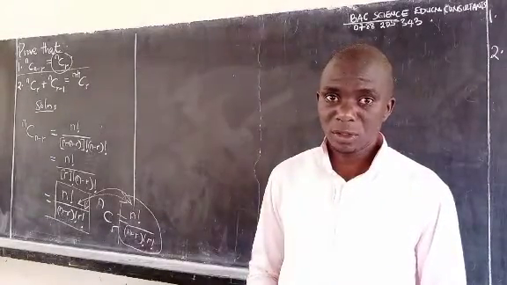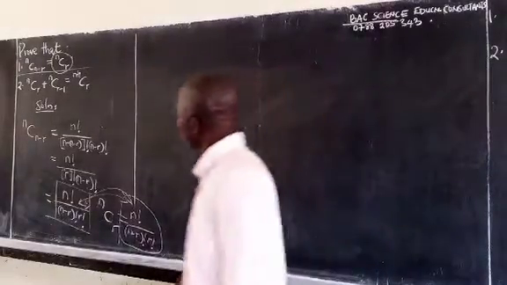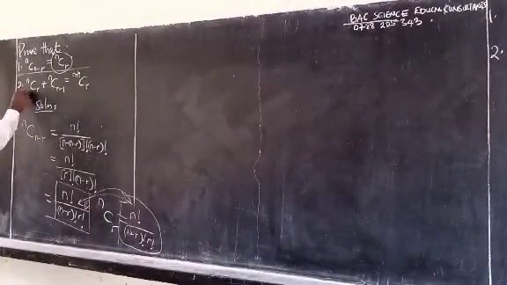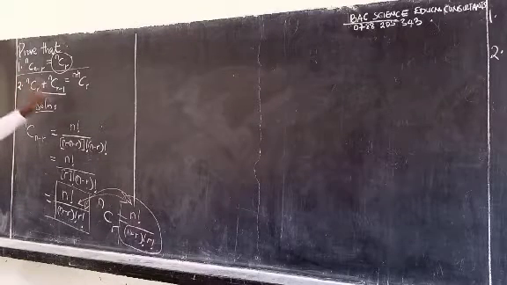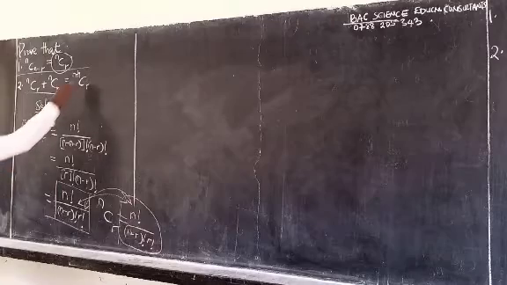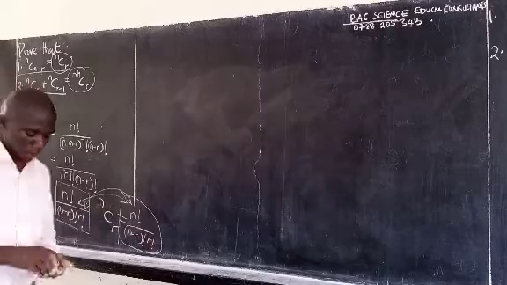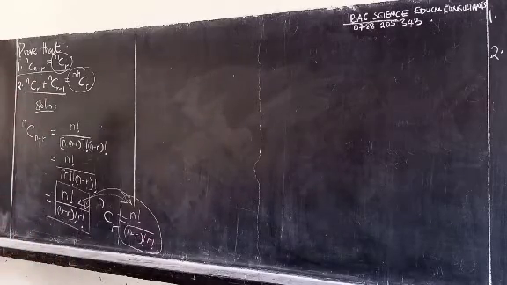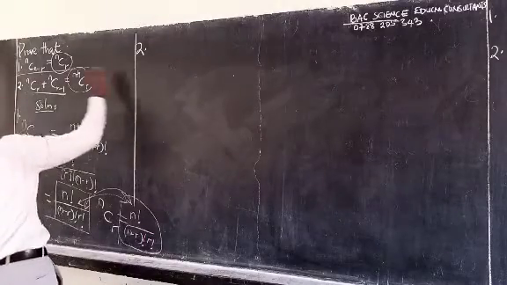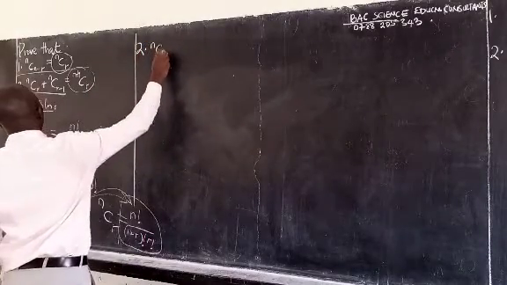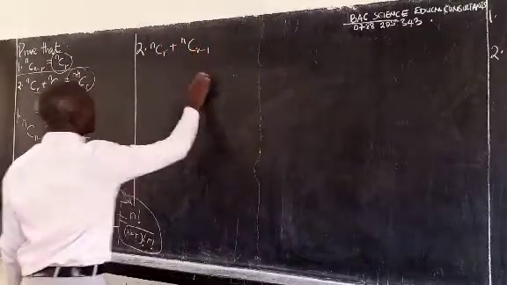Hey, so let's now prove the second one. Prove that n combination r plus n combination r minus 1 is actually equivalent to that. So we can begin. So number 2, this was 1. N combination r plus n combination r minus 1.